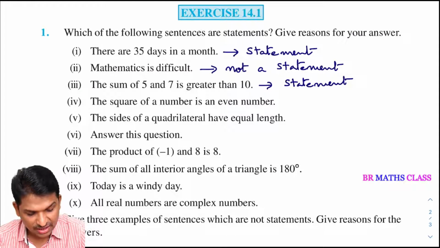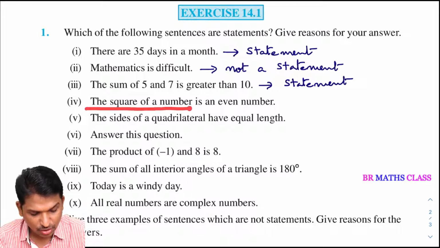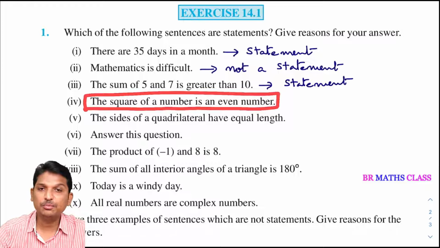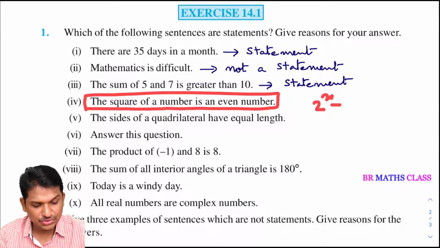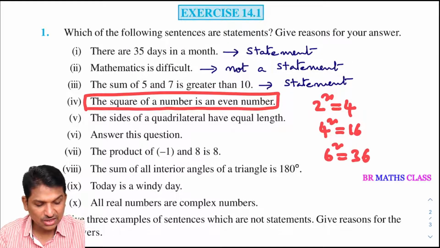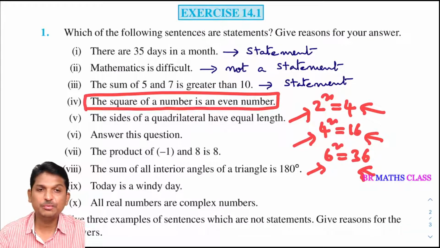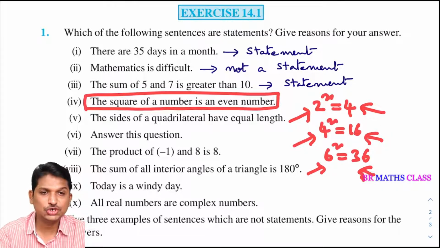Now see the next bit. Square of a number is an even number. For example, you take 2 square. What is 2 square? 2 square is 4. You take 4 square. 4 square is 16. You take 6 square. 6 square is 36. You can observe square of a number is even. Can you declare it is true? Square of a number is an even number. Can you declare whether it is true?